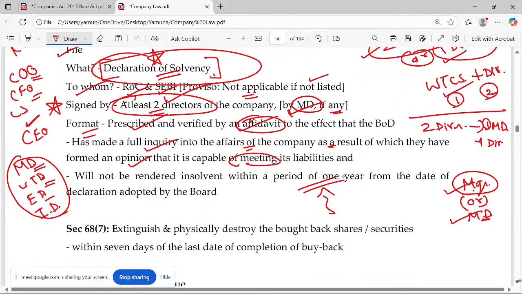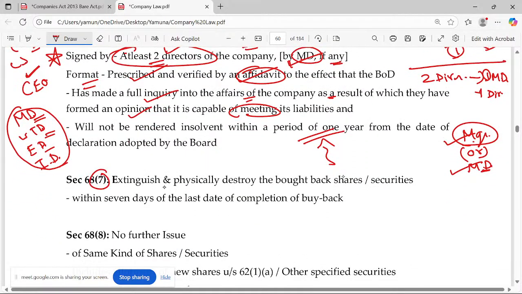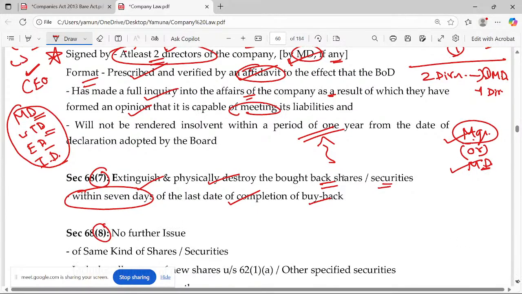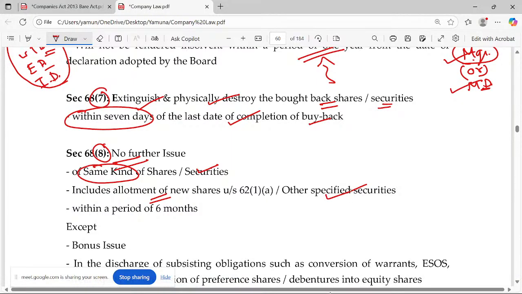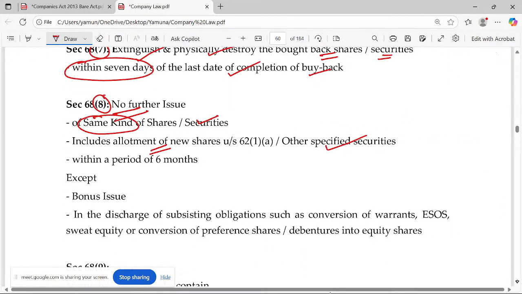So this is with respect to subsection 6. And subsection 7, once it is done, you have to extinguish and physically destroy the bought back shares or securities within how many days? 7 days of the last date of completion of buyback. Is it okay? With respect to subsection 8, please highlight, this is very important: no further issue of the same kind of shares or securities can be done, including allotment of new shares or other specified securities. If you are planning for allotment of new securities, you cannot buy back within a period of 6 months.